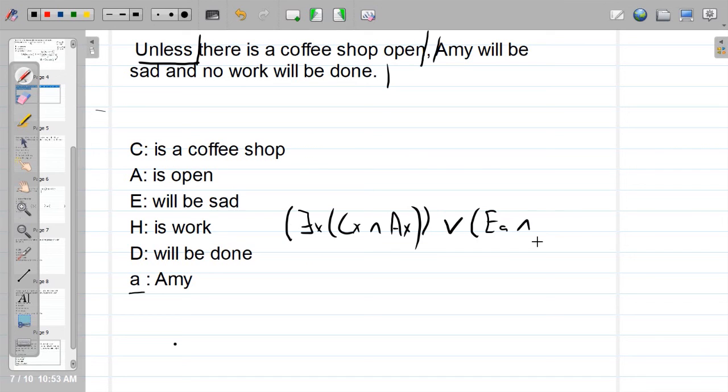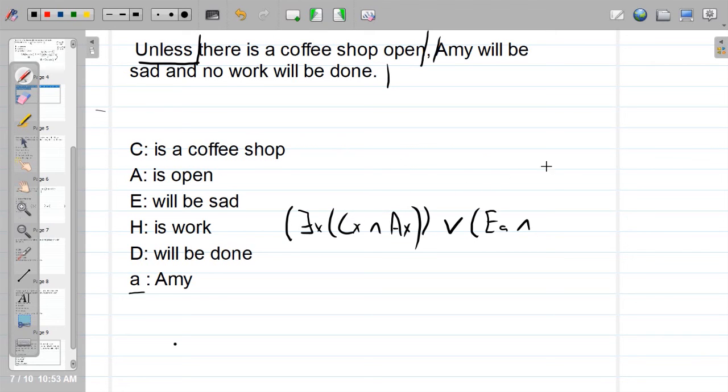Once again, there are several perfectly legitimate ways of symbolizing this. Hands up if you think "no work will be done" is a universal. Hands up if you think it's an existential, just out of pure curiosity. That's pretty much exactly equal, so let's do both. We'll do both. So, no work will be done.